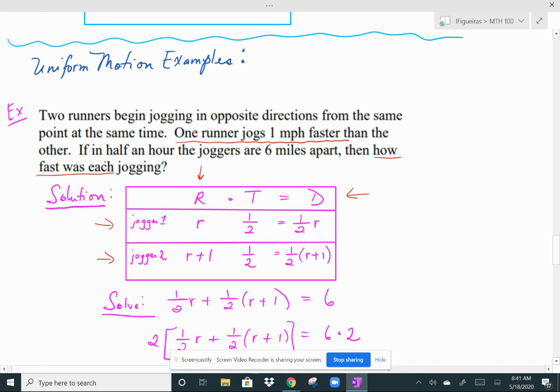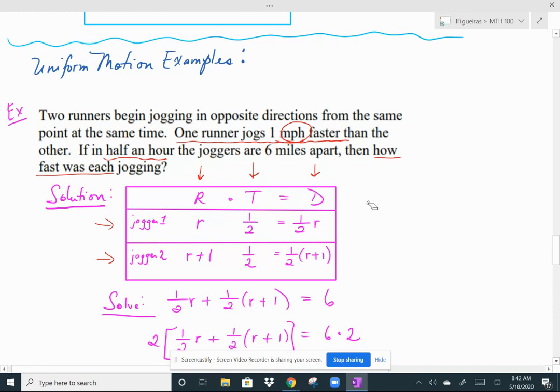Remember, they're running for half an hour. So that's why I have 1/2 in the time column. So don't convert that to minutes. Our speed is in terms of miles per hour, so you want to express your time in terms of hours, 1/2 of an hour. And then your distance is rate times time. So it's 1/2 R, and then 1/2 times R plus 1.